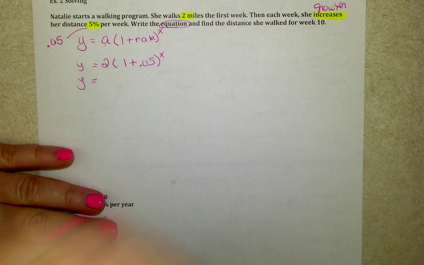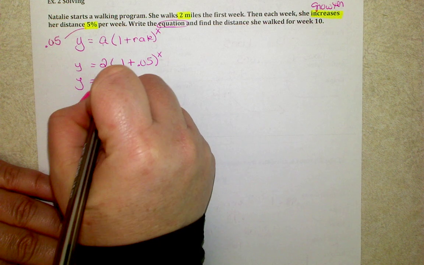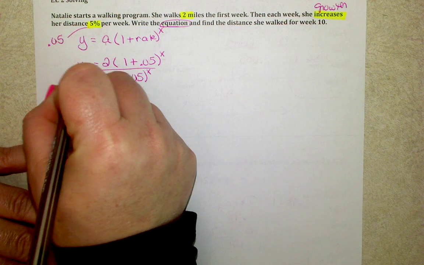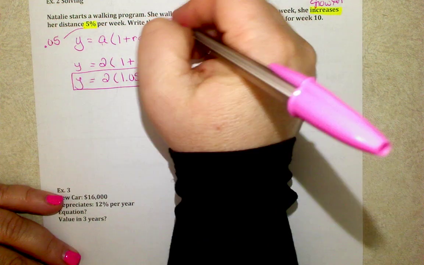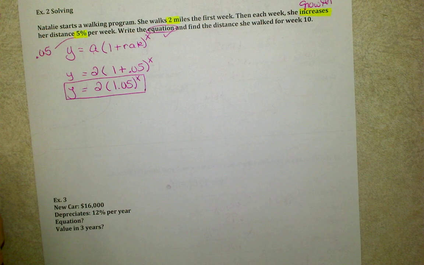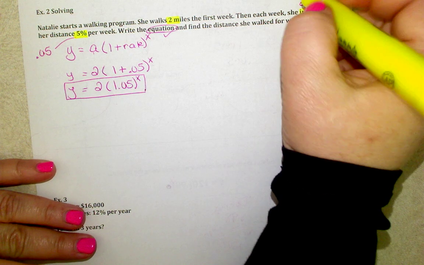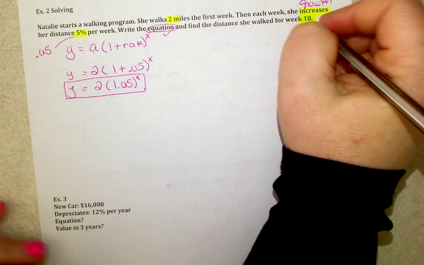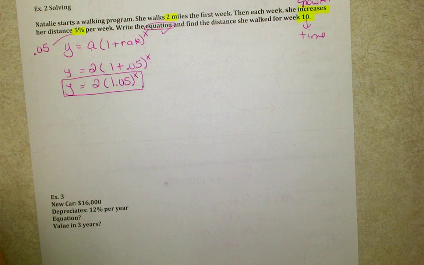Now, if you had $1 and then I gave you 5 cents, how much money do you have? $1.05. This is the way that you would usually see the equation written in its simplified form. So we got the equation out of the way. Now it's asking us to find out how far she is walking in week 10. That 10 represents your time, which is your x.